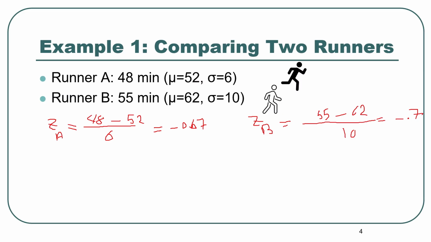So both runners are faster than the average because the standardized value is negative for both of them, which means their time is less than the mu. So both are faster than the average in their population, but runner B is slightly further below their group mean, so runner B performed better relative to their group.